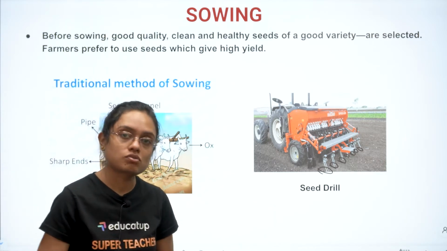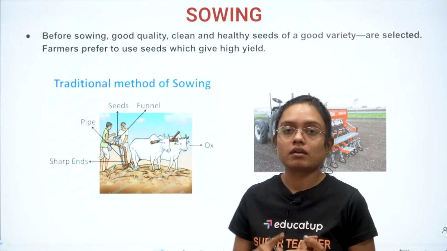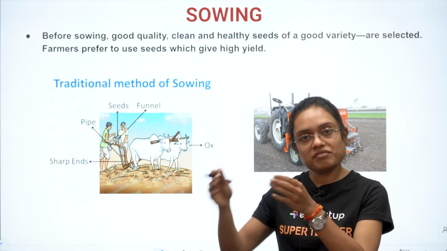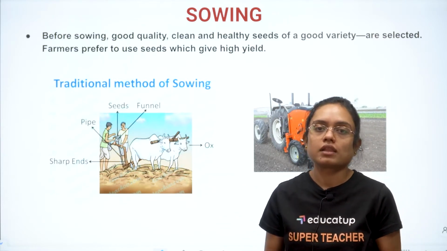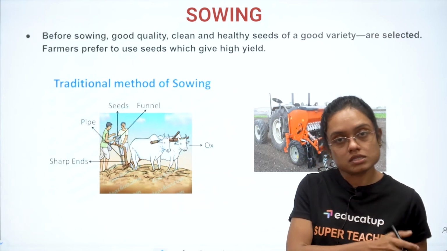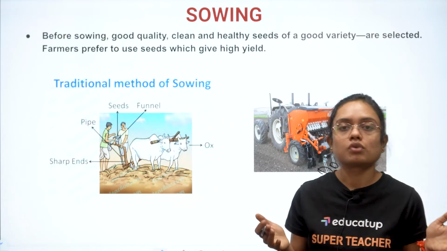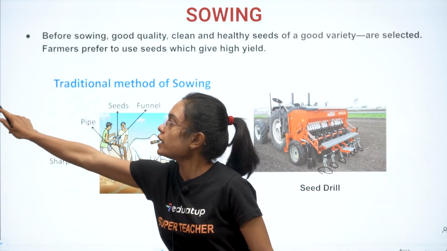And why is it so? Because every crop requires sunlight, water, carbon dioxide, nutrients. So if they will be very close to each other, they will start self-competition for sunlight. So they are put up at a certain distance so that every seed can get all the things and they all can grow. Alright, so that is how sowing is done. Now let's move ahead.